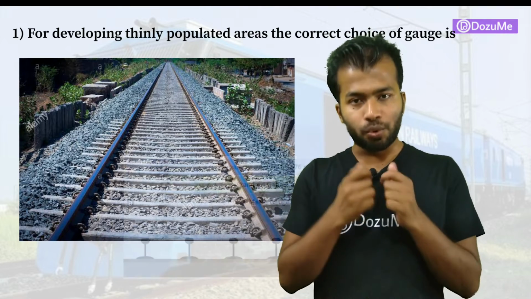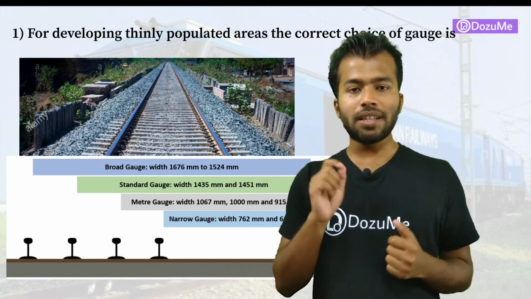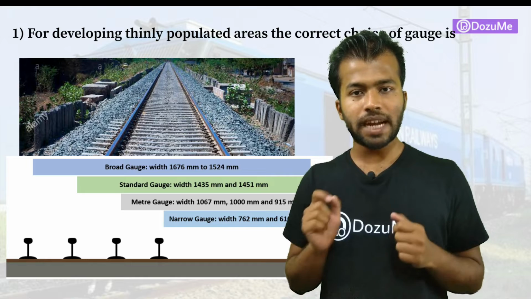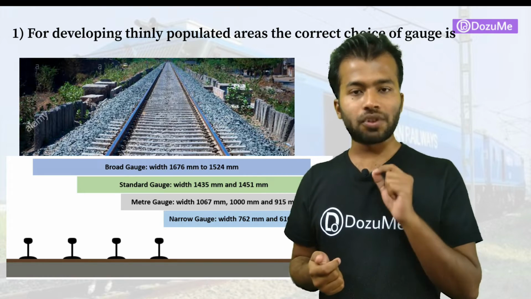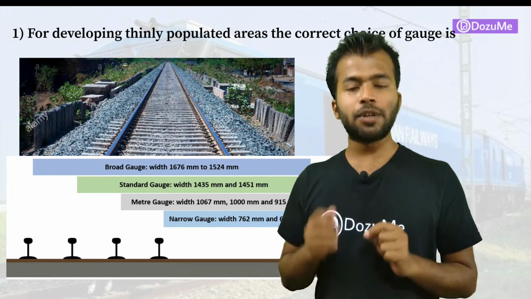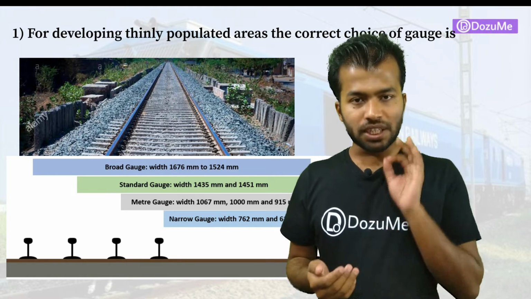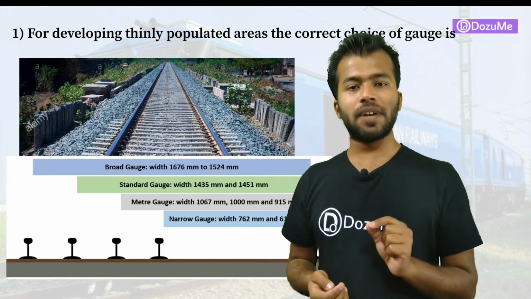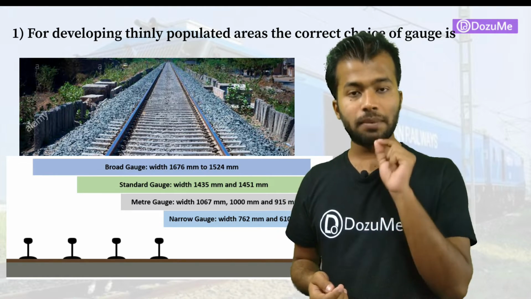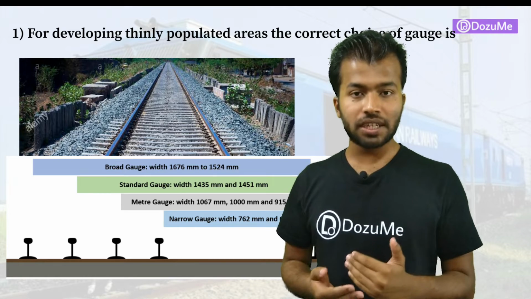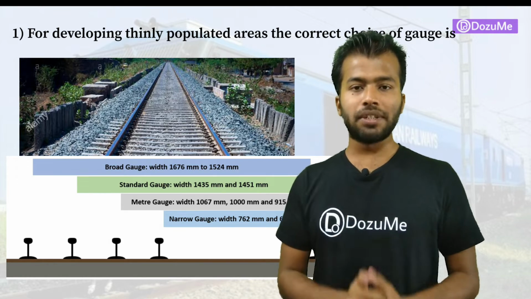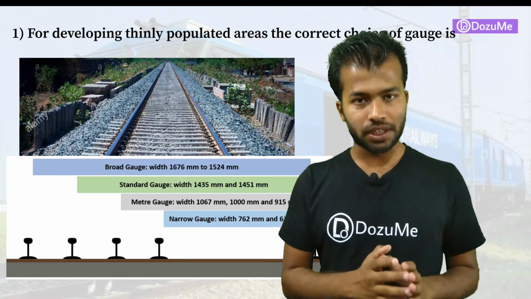Broad gauge means which parallel distance is 1676 millimeter, that will be termed as broad gauge. Which gauge distance has 1435 millimeter, that will be termed as standard gauge. Which gauge distance has 1067 millimeter, then it will be termed as meter gauge. And which gauge distance has 762 millimeter, then it will be termed as narrow gauge.